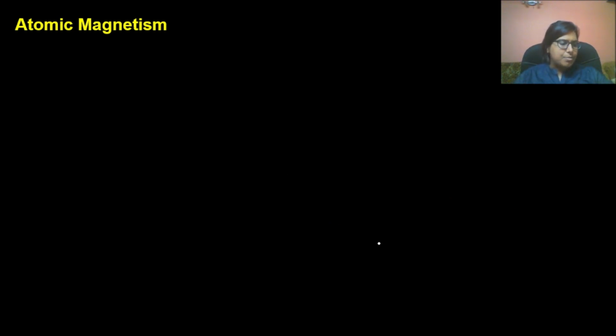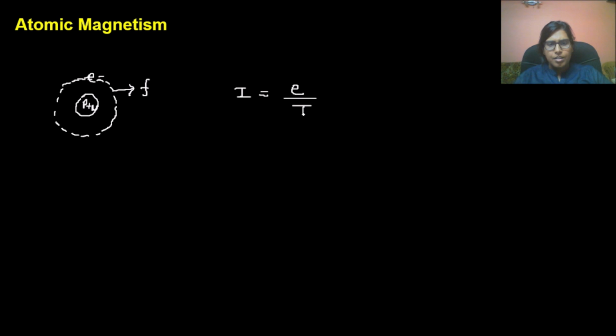Now atomic magnetism. So atomic magnetism, we know the electrons around the nucleus revolve, right? So we can say if the frequency of this electron is f, then we can find the current. What will be the current? I equals to e by T, or we can say e into f. This will be the current.